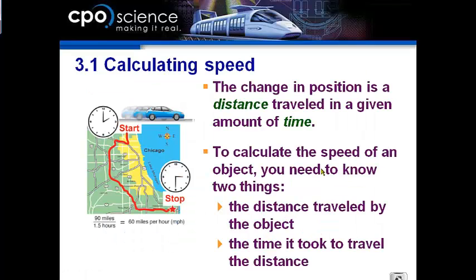So how do we calculate speed? Again, it's distance divided by time. Total distance you've traveled, divided by the amount of time it took. So this car goes from the starting point here in Chicago and it ends down here somewhere else. It travels 90 miles and the time it took to go that far was 1.5 hours. So its speed is 60 miles per hour. So to calculate speed, you take the total distance you've traveled divided by the time it took.